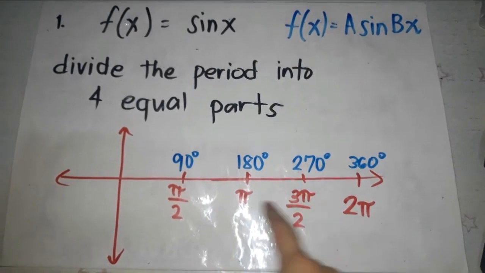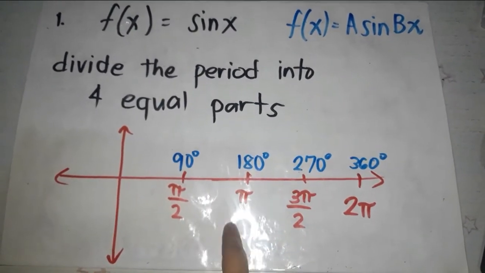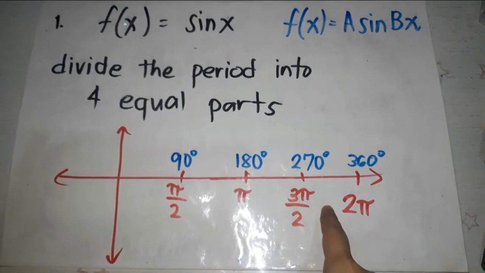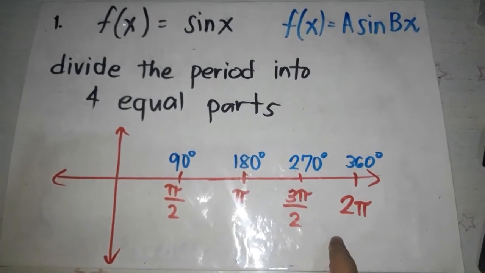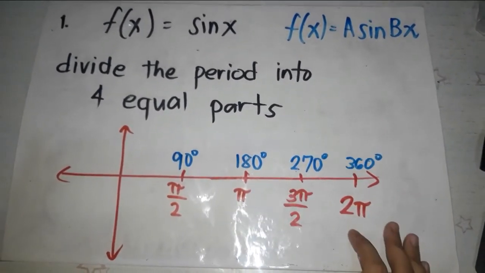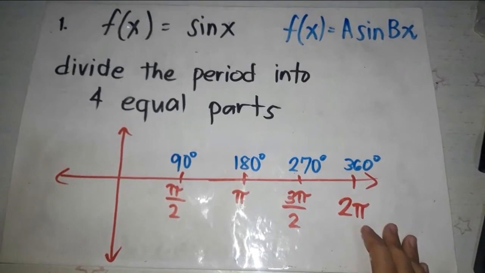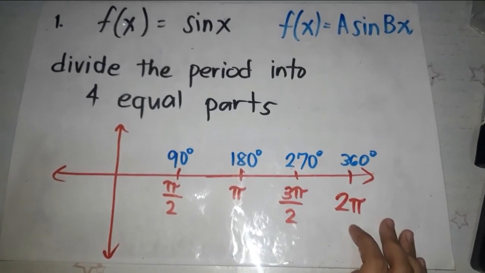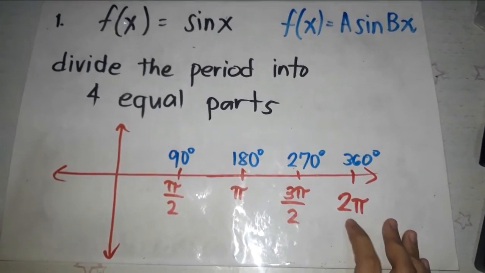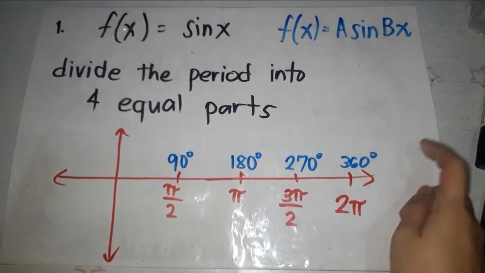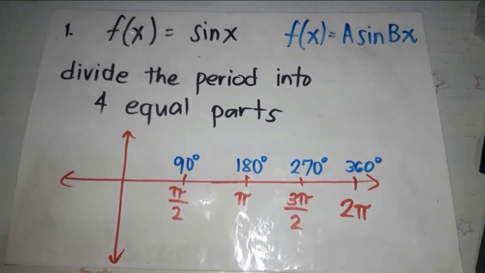Next we have 3 over 2 pi. So in degrees, that's 270 degrees. And lastly, we have 4 over 2 pi. So we just divide. 4 divided by 2 is 2. So 2 pi, which is also equal to 360 degrees.